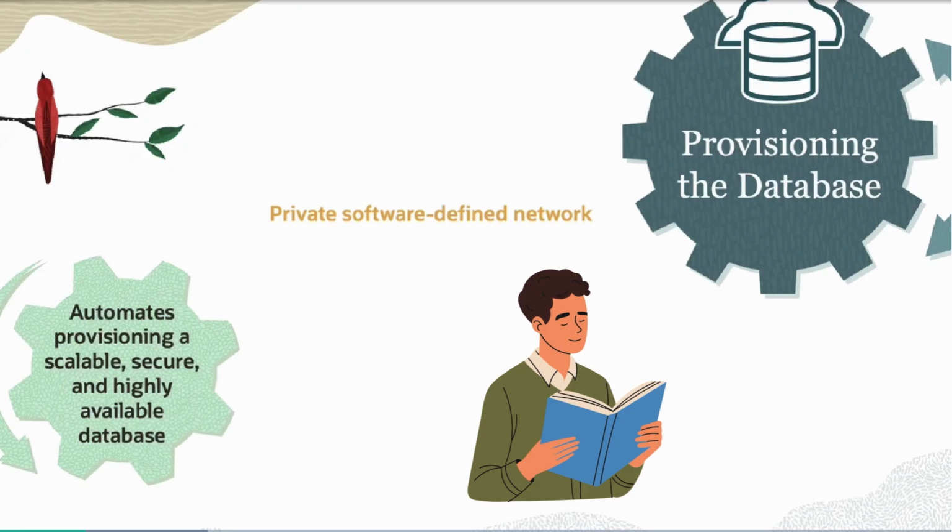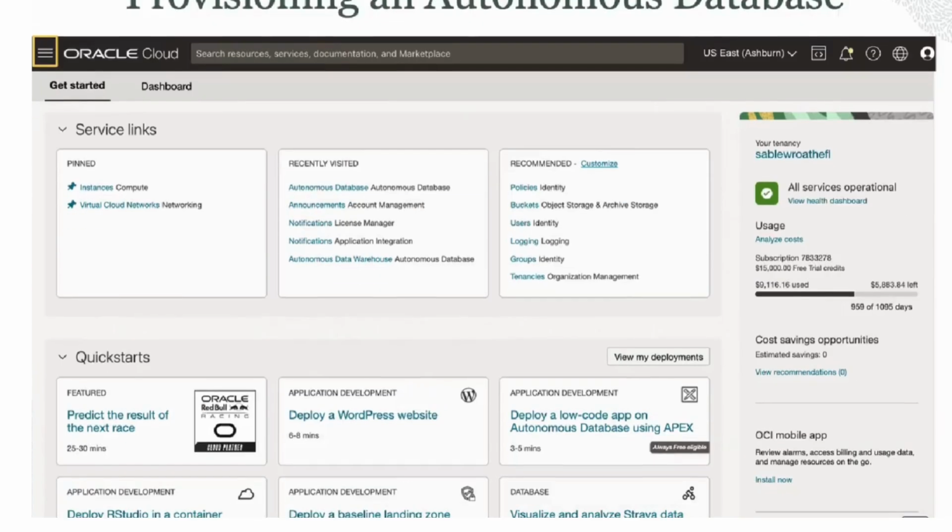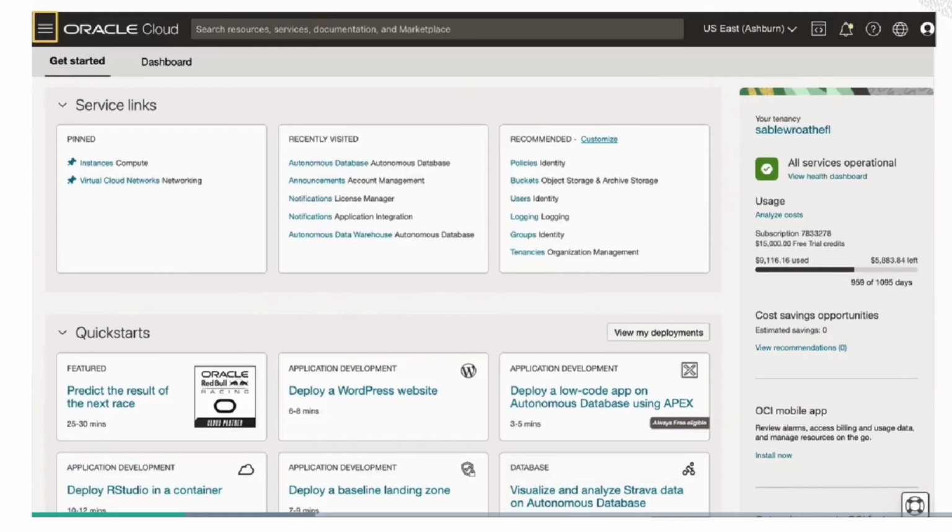In this session, we are going to take a look at provisioning an autonomous database serverless service. So the Oracle Cloud automates the process of provisioning an autonomous database, and it automatically provisions for you a highly scalable, highly secure, and highly available database simply out of the box. Provisioning the database involves very few steps, but it's important to understand the components underneath that are being provisioned.